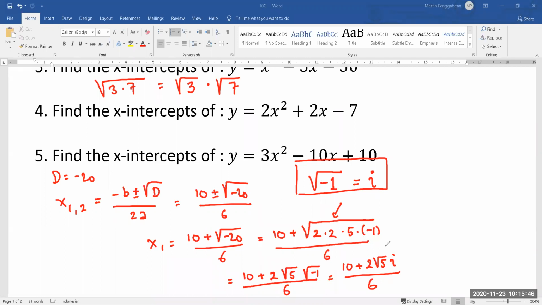Any questions so far? For the final answer, you cannot present only negative radicands. This one is not the last answer yet. You need to simplify it until there is an i there.